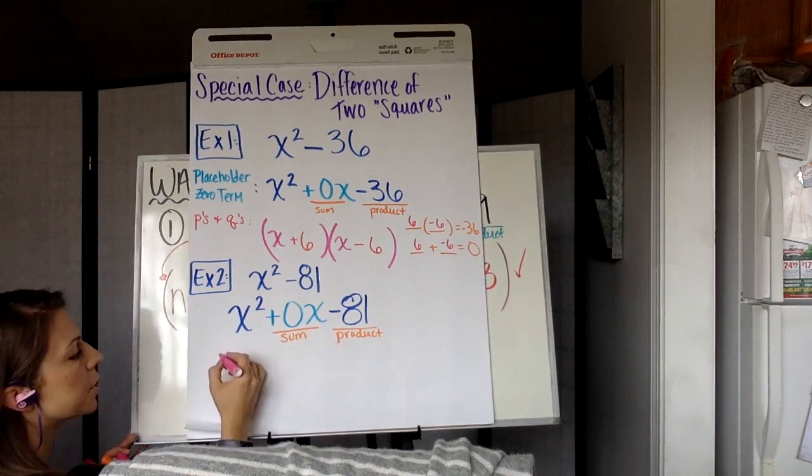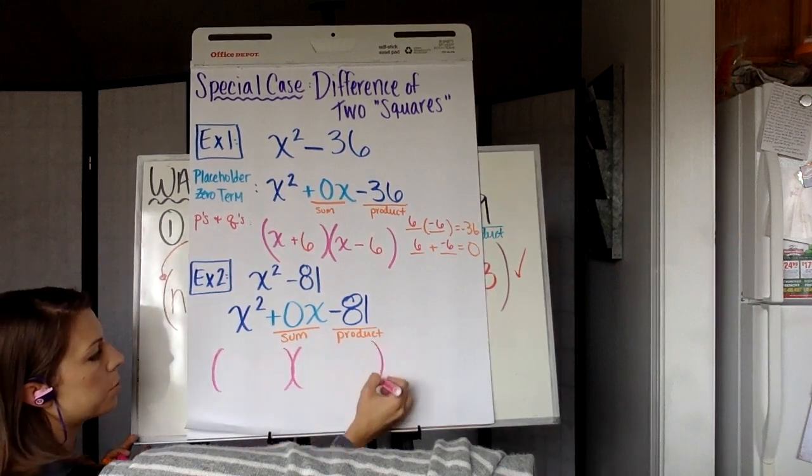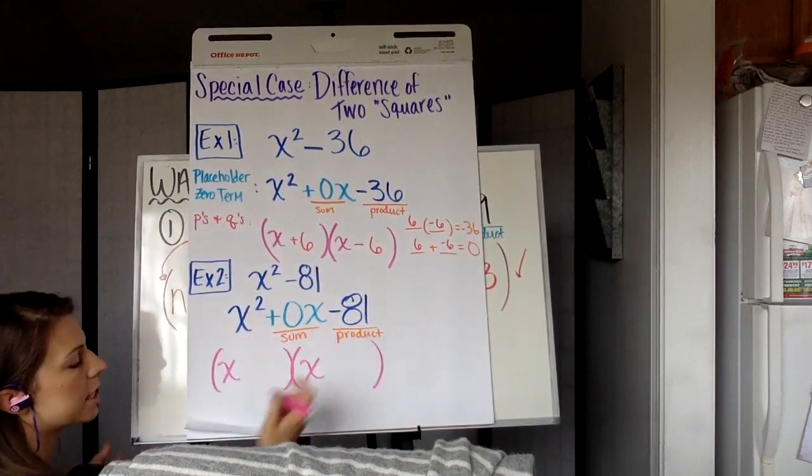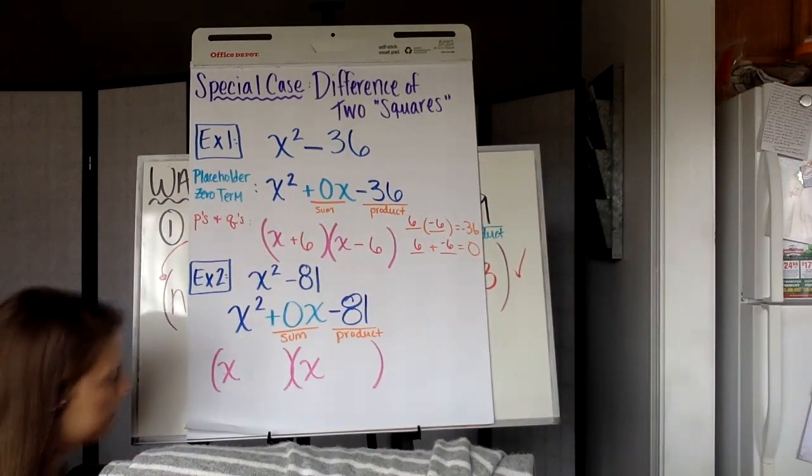Now I'm going to set up my answer here. My answer is going to be a product of 2 binomials. X times x is how you get x squared. So now I just need to find the sum and the product.